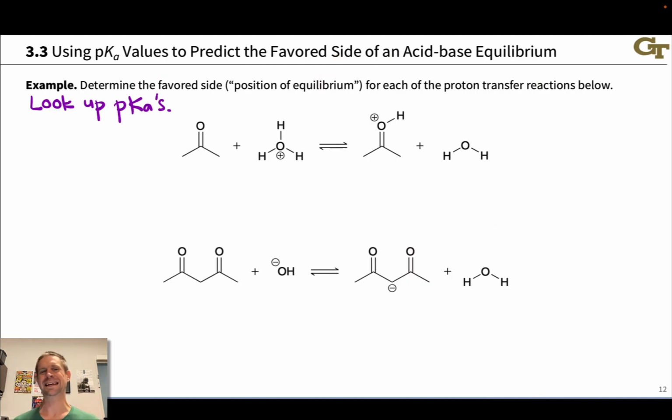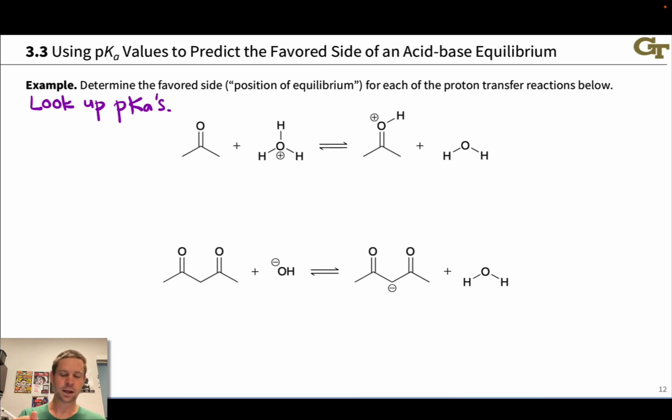Let's practice applying pKa values to predict the favored side of an acid-base equilibrium now. And we're going to look up pKa values to do this. In the next video, we're going to learn the qualitative structural approach to predicting relative acidity that's going to allow us in many cases to not have to look up pKa values, which is quite nice, and as I've alluded to multiple times, is really going to be the enduring part of this chapter. But for now, we're applying pKa values. And we want to keep in mind the weaker acid is associated with the favored side of these acid-base equilibria.